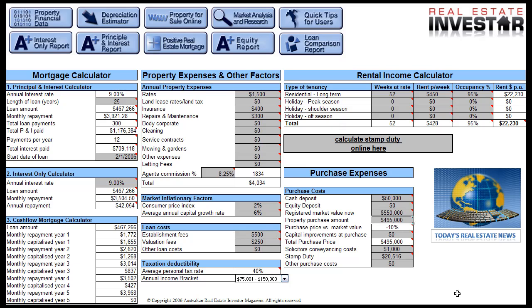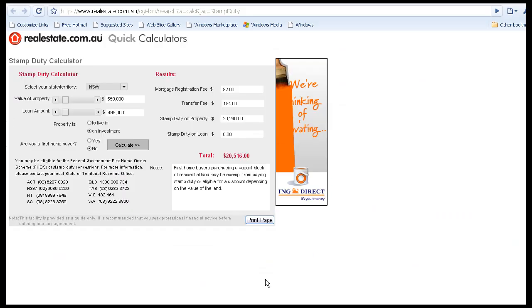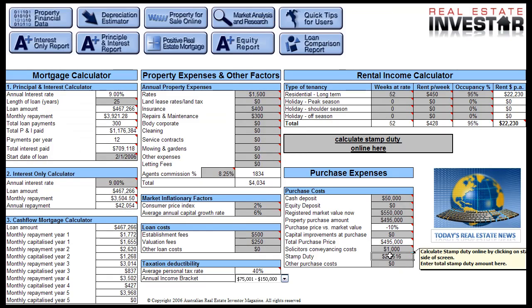The property purchase amount is $495,000, so we're getting it at a 10% discount. The property's valuation at purchase is $550,000. The purchase amount that we've negotiated is $495,000. So we allow for some solicitors' costs for conveyancing. Stamp duty, we simply click on the stamp duty calculator. It takes us straight into an online stamp duty calculator, where at a state level, dwelling type, investment versus owner-occupied level, we can calculate stamp duty and the other related taxes, and you can see in this example $20,516. We drop that information in there.